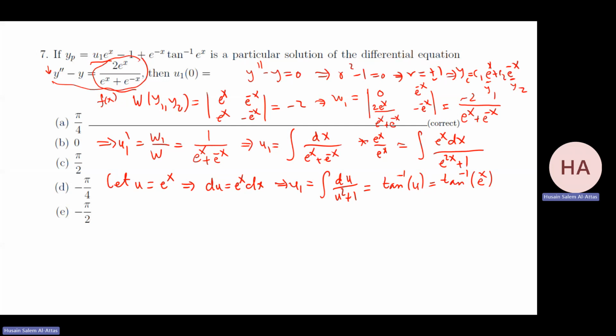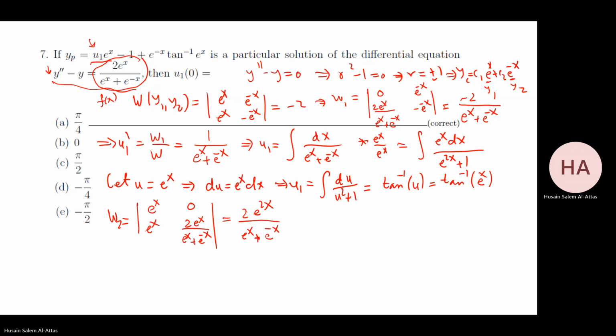Yeah, I can plug it here to find the answer, and it will be correct. But I can double check for u2. Let me do u2. W2 will be what? It will be e^x times 0 to e^x over e^x plus e^(-x). That will be what? 2 e to x over e^x plus e^(-x).